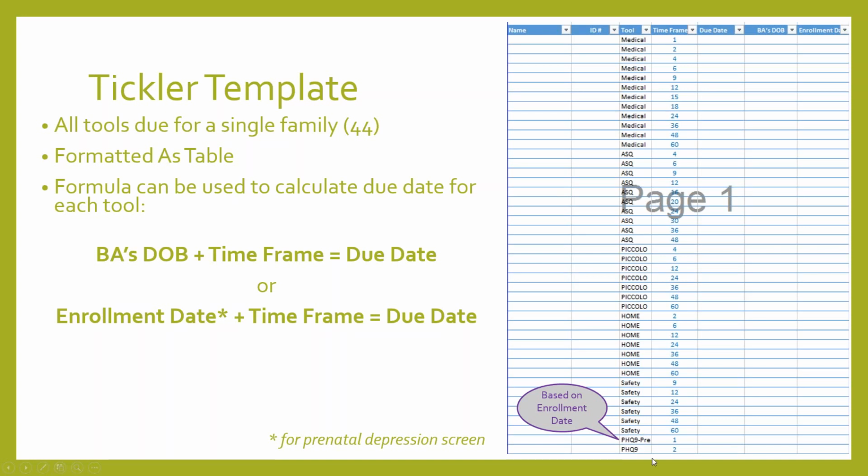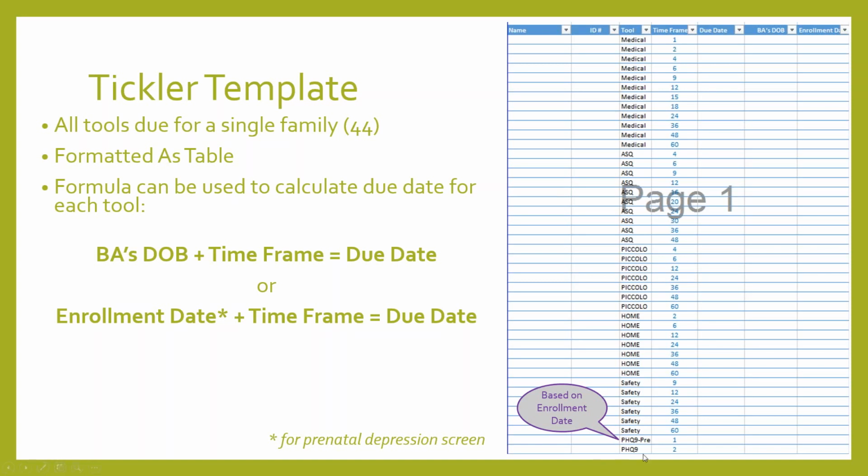So one thing that I want to point out is that we have all of the tools except for the prenatal PHQ are due based off the baby's date of birth. So for all of these tools, we're looking at the time frame being how many months old the baby is. So for example, medical, the one time frame means that at 1 month that information is to be collected.